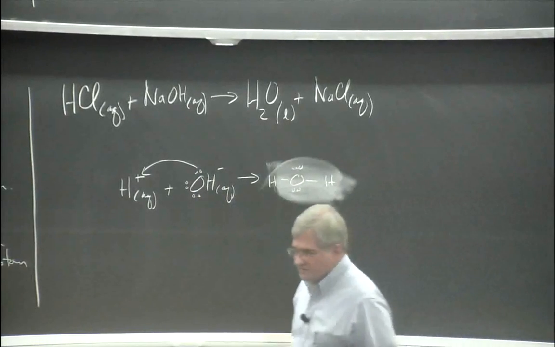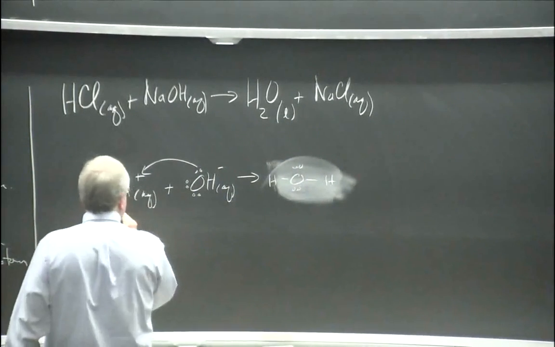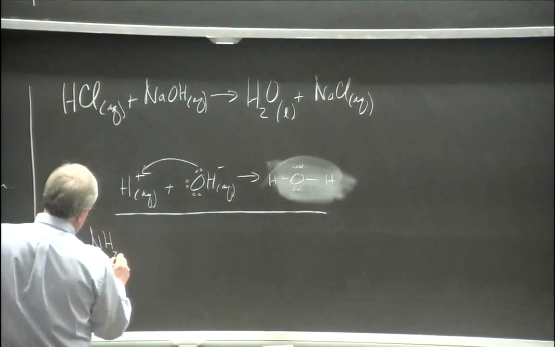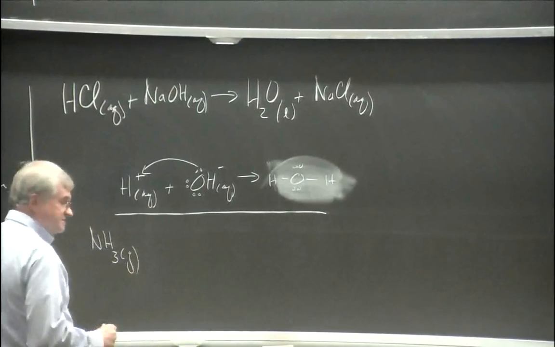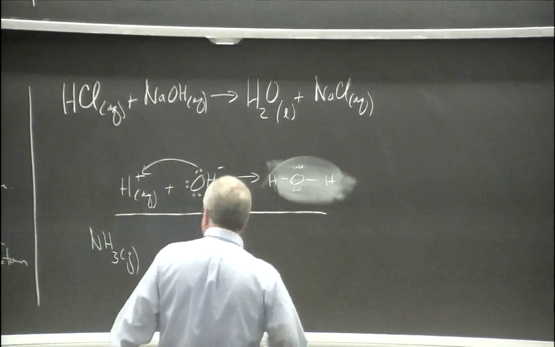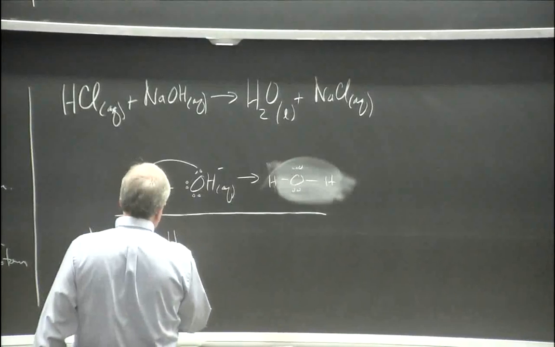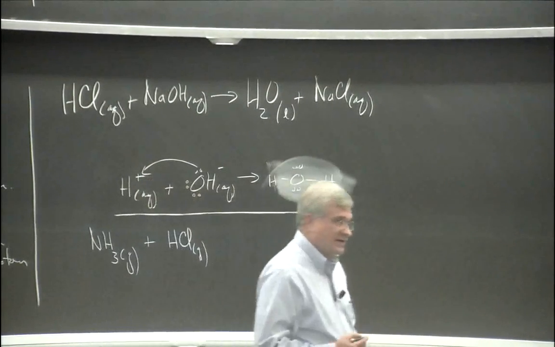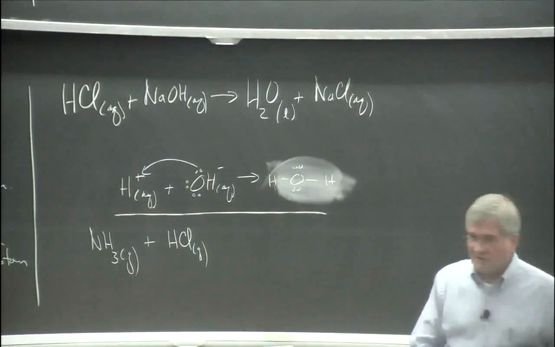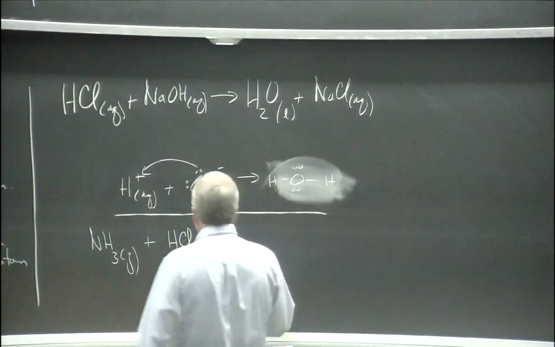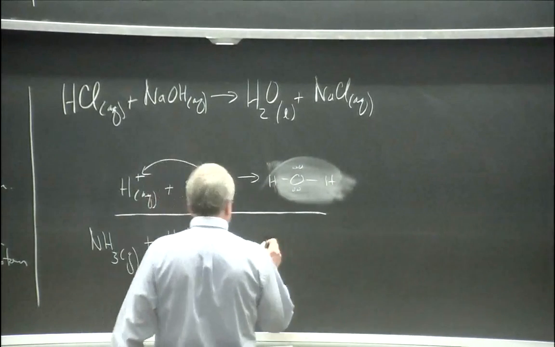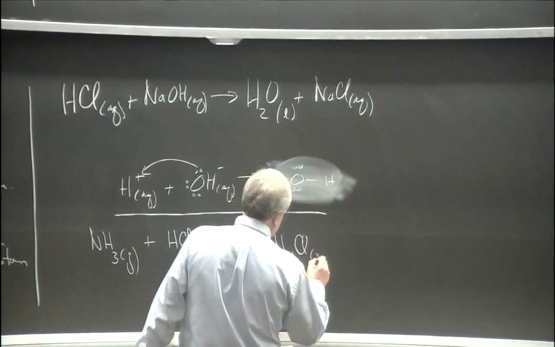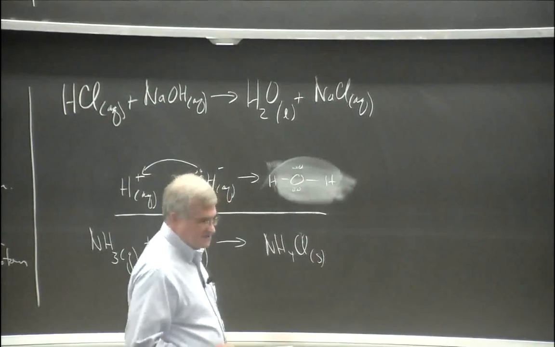But let me give you another reaction which does not overlap. If you were to take ammonia gas, so right there we see the gas phase, not aqueous, and react it with HCl gas, that is no longer hydrochloric acid. It is hydrogen chloride, a covalently bonded molecule. The result is going to be NH4Cl, and that's going to be a solid.